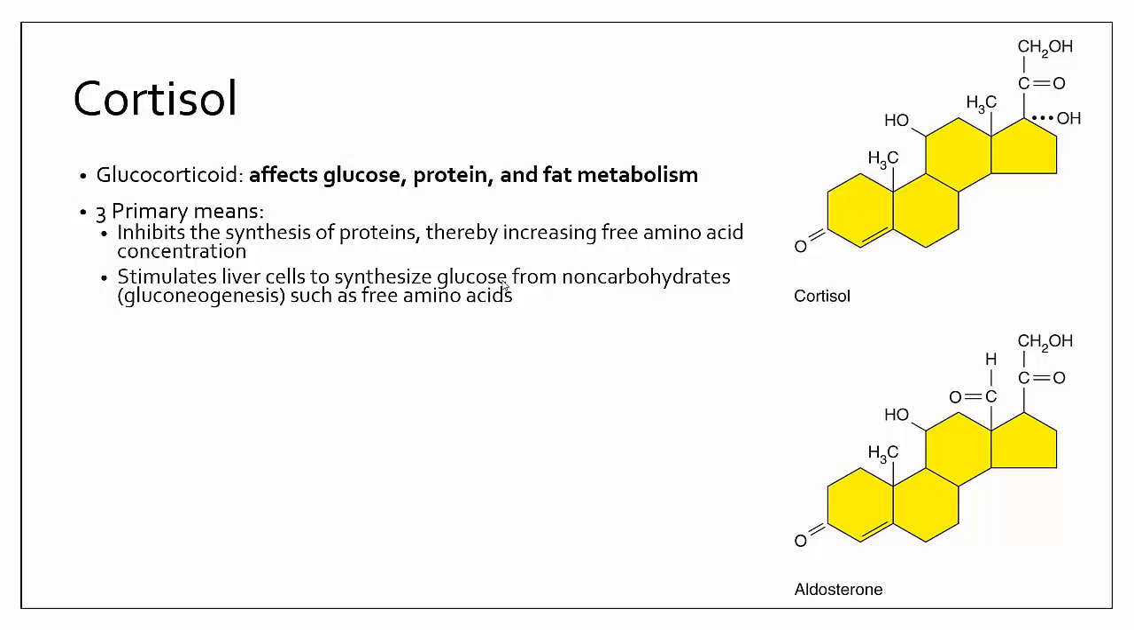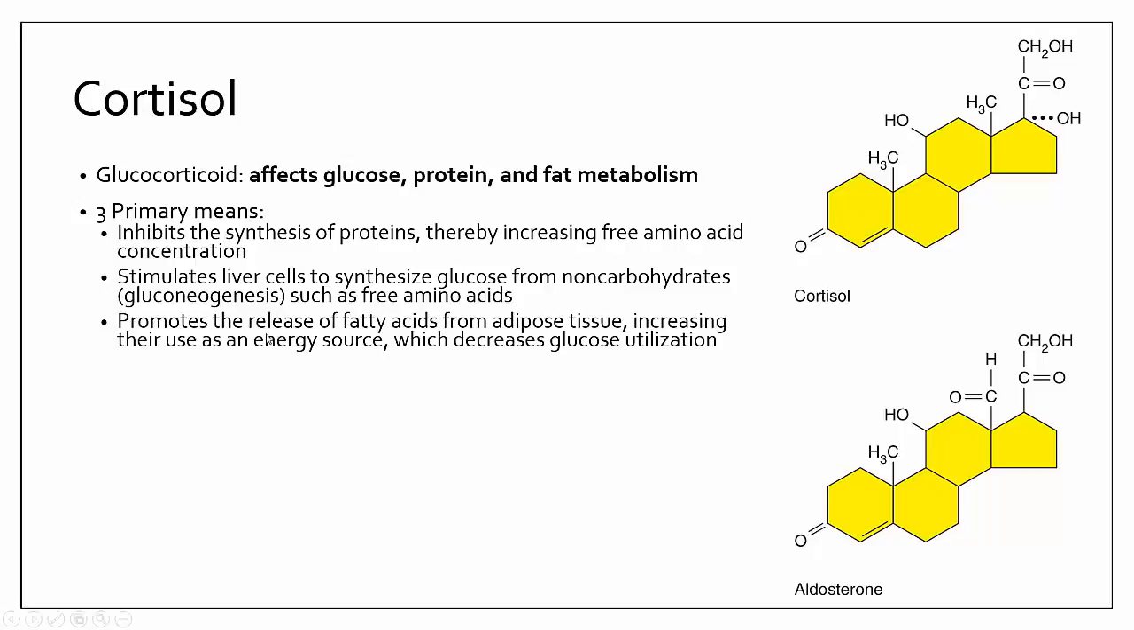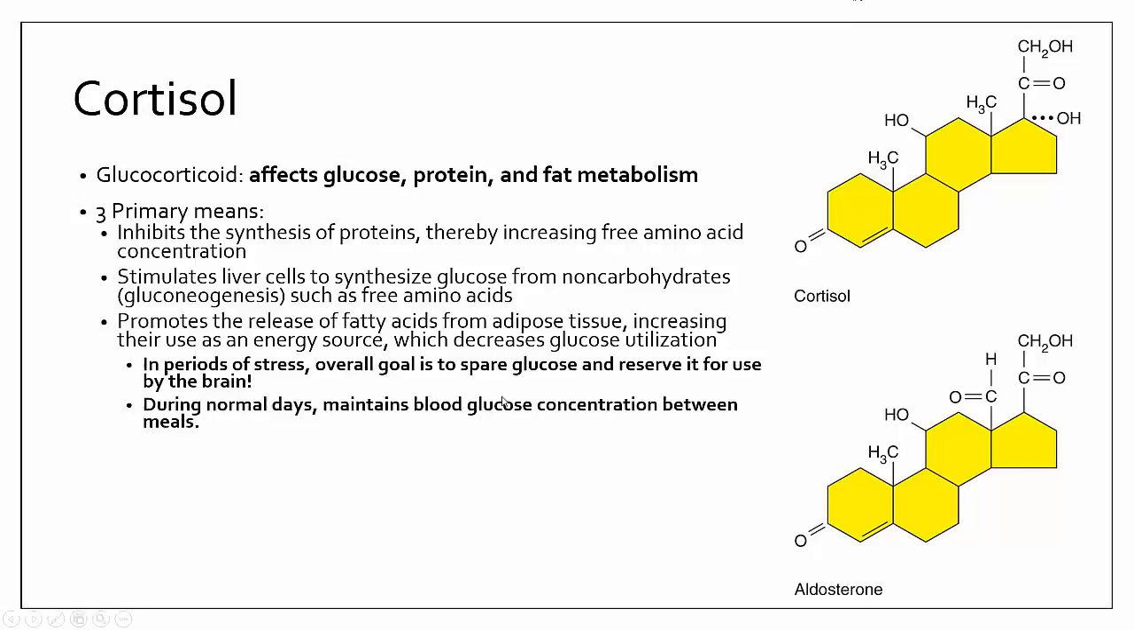So it can use free amino acids or lipids or some other things to make glucose. And it promotes the release of fatty acids from adipose tissue, which makes you use them as an energy source instead of glucose. So you're decreasing glucose utilization for energy. So overall, what you should take from this is that the goal, when you have lots of cortisol getting released, is to spare glucose and reserve it for use by the brain.